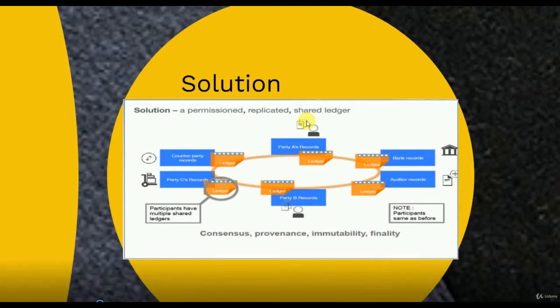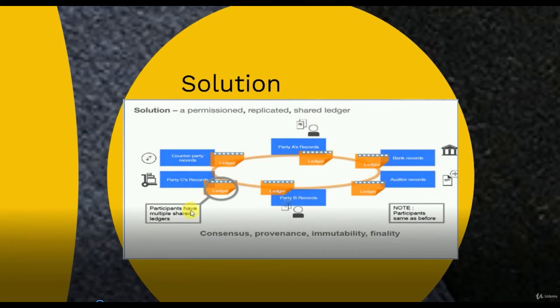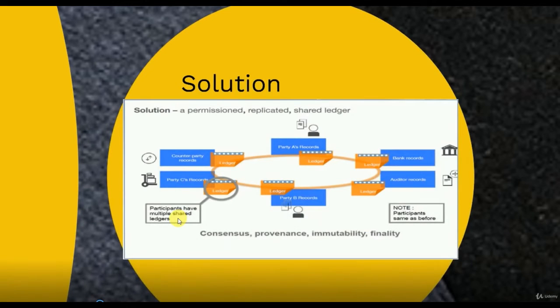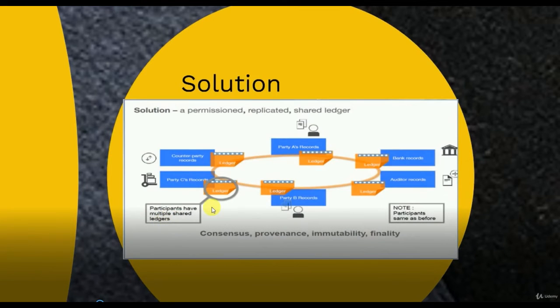What does that mean? The participants will have multiple shared ledgers. So whenever a person is sharing, you can verify whether the ledger is altered, whether it is replicated, or whether there is permission. You can verify everything and trust everything on this decentralized network.